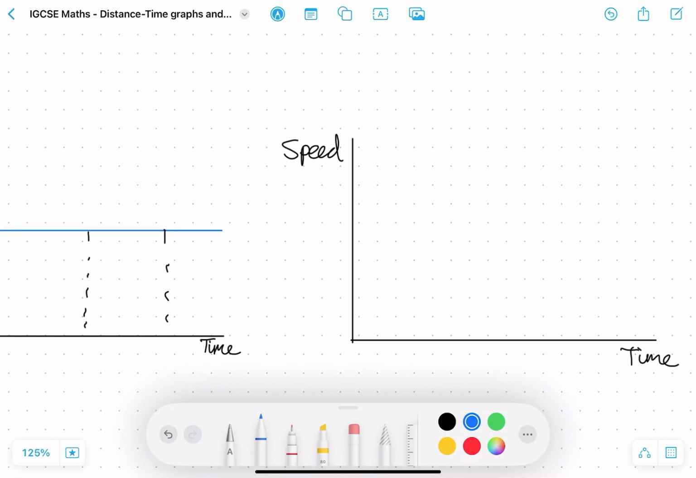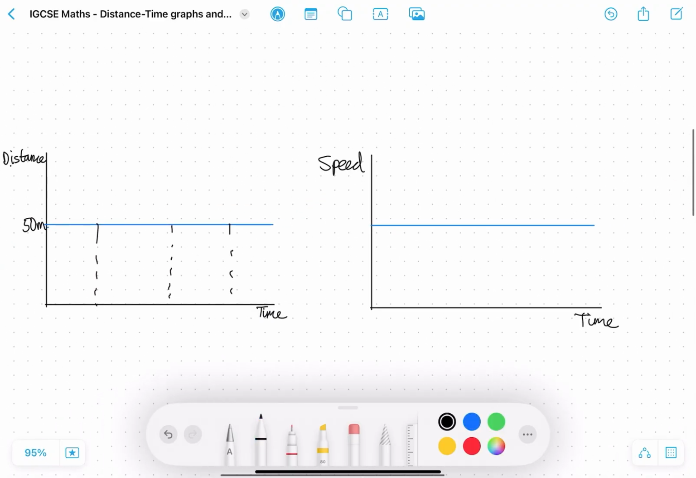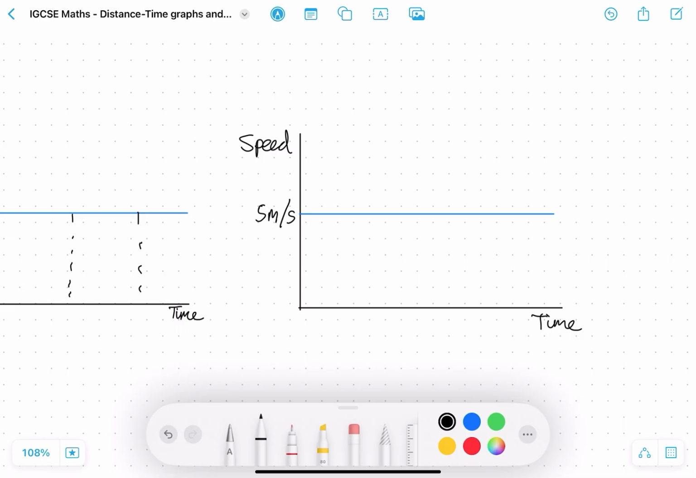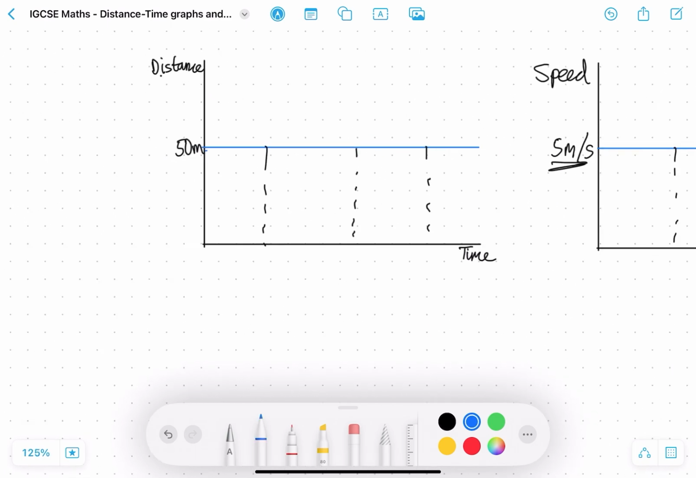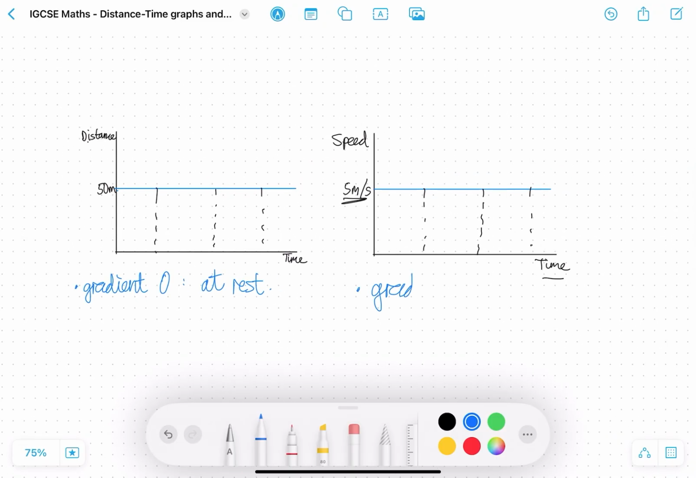In comparison, if we have a flat line on a speed time graph, it indicates that the object is traveling at constant speed. For example, if it's traveling at 5 meters per second, we see that as time progresses, at any point in time, it's always traveling at 5 meters per second. So if we summarize this, if on a distance time graph the gradient is 0, it means the object is at rest, whereas a gradient of 0 on a speed time graph indicates that it's traveling at a constant speed.